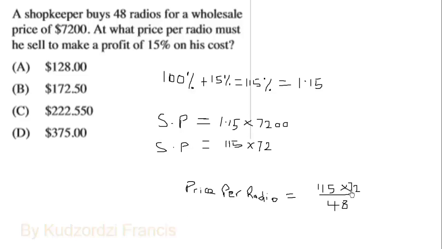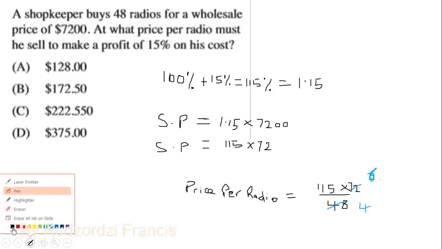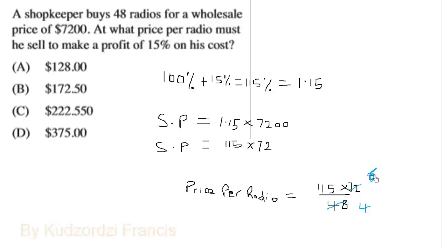12 can go into 72 six times, and 12 can go into 48 four times. Now 2 can still go, so 2 will go into 6 how many times? 2 will go into 6 3 times, and 2 will go into 4 2 times.